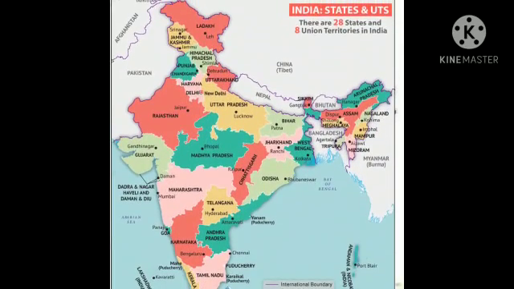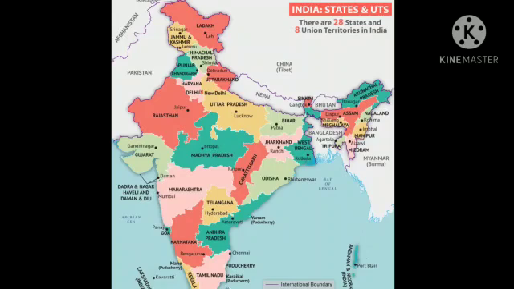Now I will tell you about India's neighboring countries. Students, India shares its land boundaries or borders with 7 countries. Pakistan and Afghanistan in northwest, China and Nepal in the north, Bhutan in the northeast, Bangladesh and Myanmar in the east. Students, Sri Lanka and Maldives are called our island neighbors. Sri Lanka is separated from India by the Pak Strait.